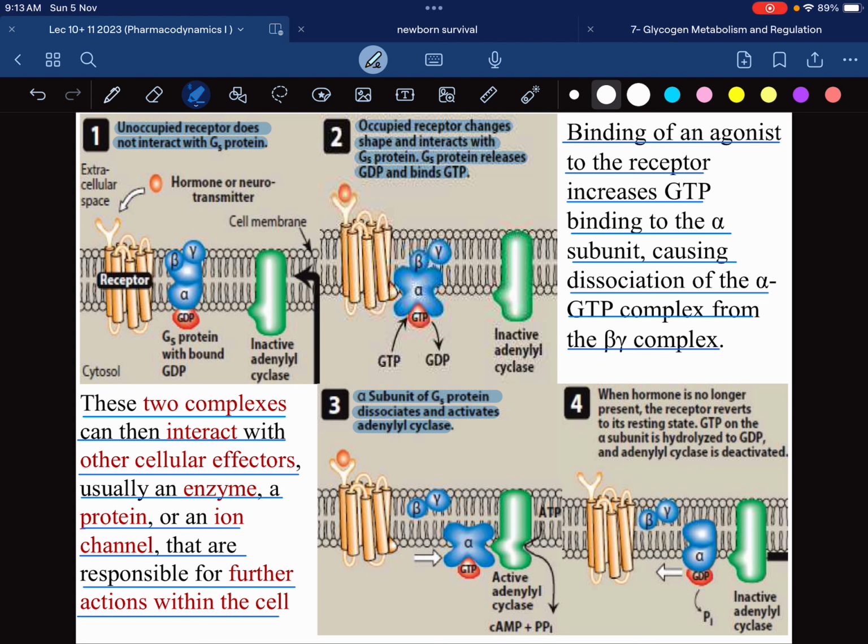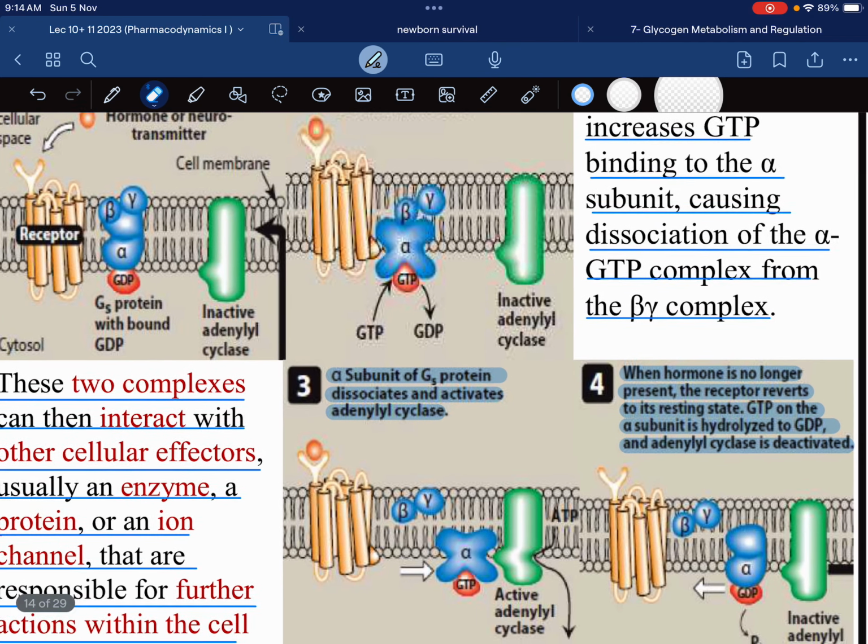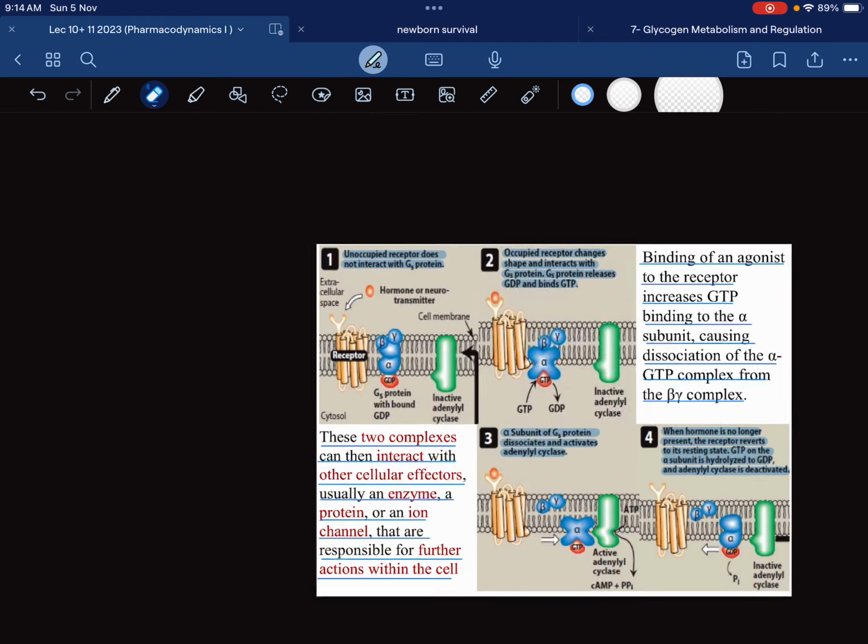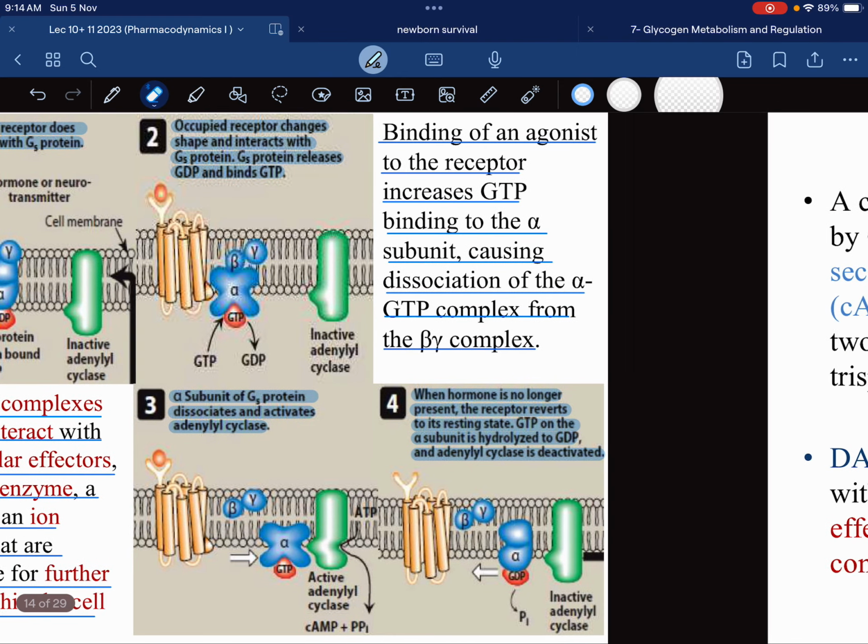The process takes only a certain time, not forever. After the hormone or the neurotransmitter or the agonist is no longer present, the receptor reverts to its resting state. Again, the alpha subunit will be deactivated and it will rebind to the beta and gamma subunits, the GTP is hydrolyzed, and adenylyl cyclase is deactivated. So the process will be repeated.